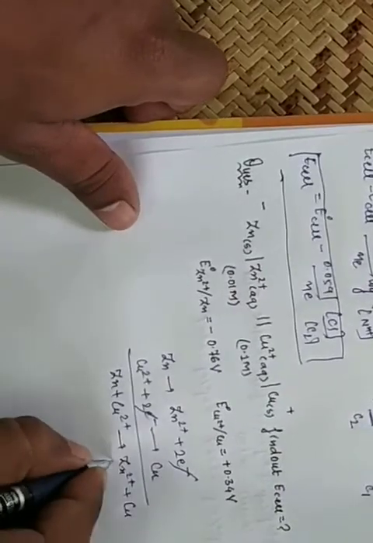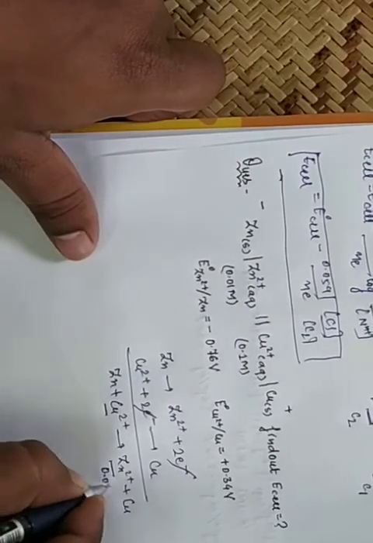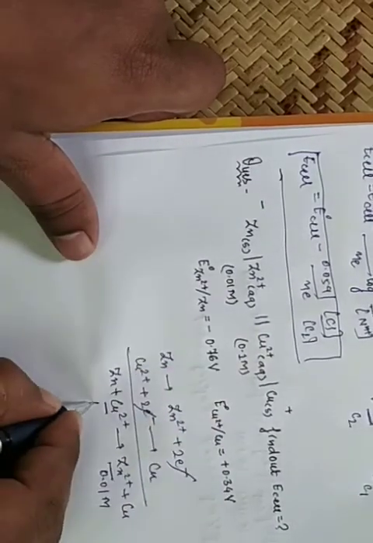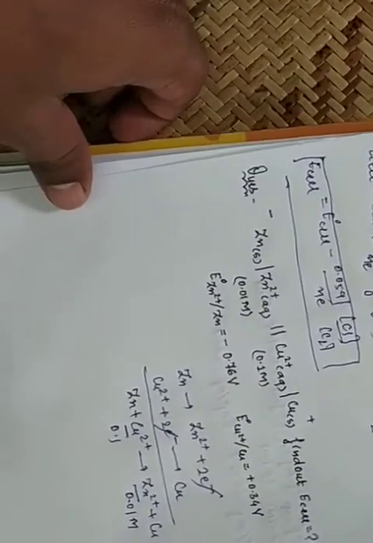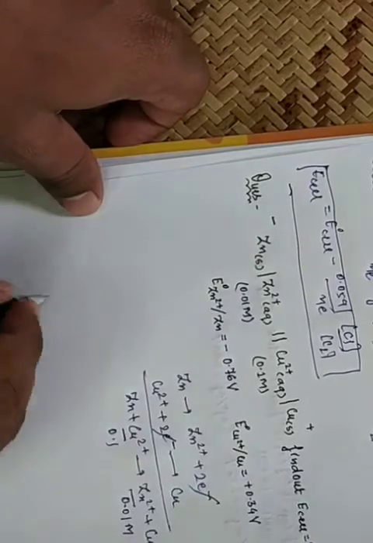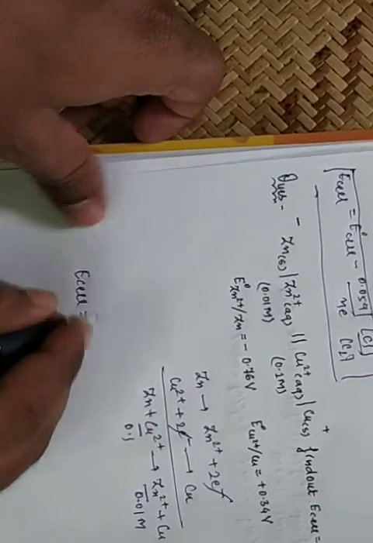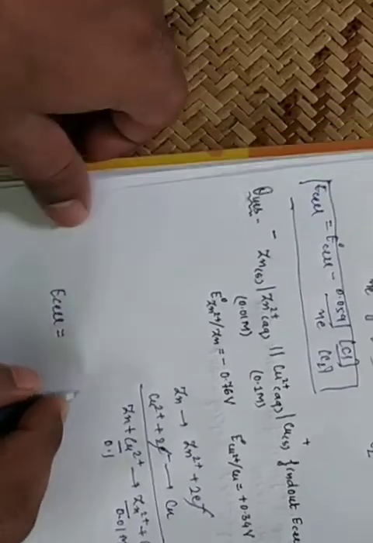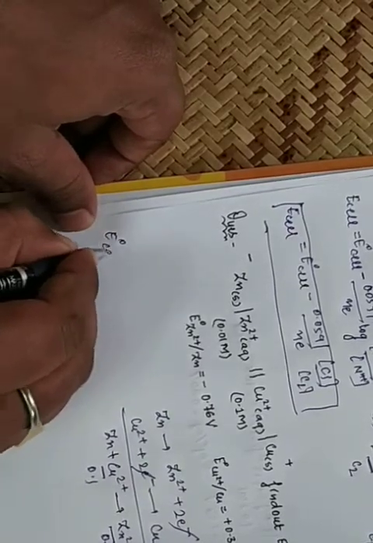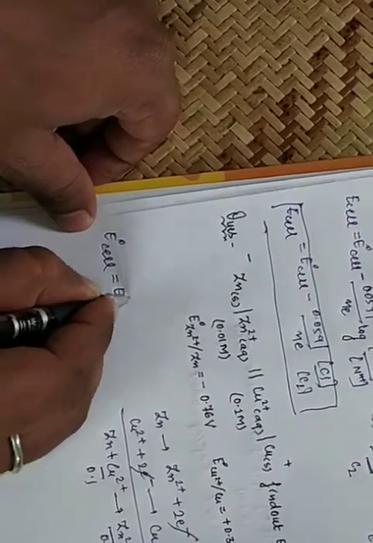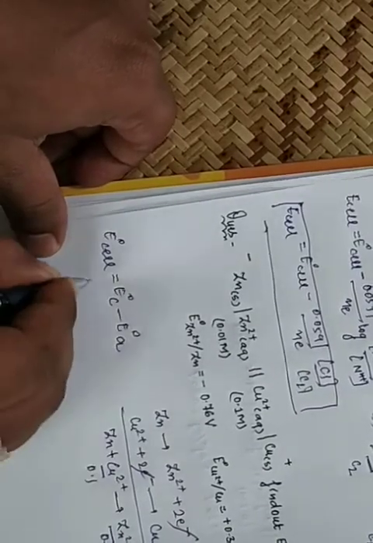So this is what? Concentration and this value is what? 0.01 molar and this Cu2+ is what? 0.1. Yeah, clear? So now the values are also given. So you have a formula, E cell is equal to E naught cell. So how to find the E naught cell? How to find E naught cell? So you know the E naught cell formula, E naught cathode minus E naught anode.